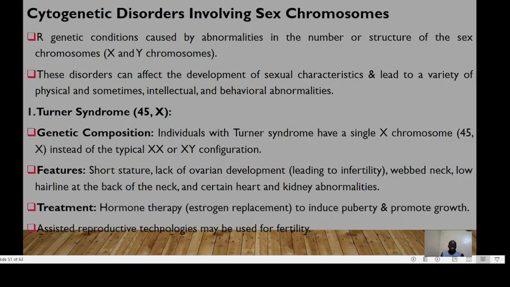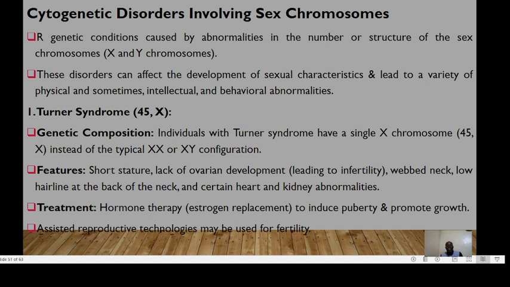We have cytogenetic disorders involving sex chromosomes. These are genetic conditions caused by abnormalities in the number or structure of the sex chromosomes, X and Y. These disorders can affect the development of sexual characteristics and could lead to a variety of physical and sometimes intellectual and behavioral abnormalities. The first one is Turner syndrome, which is 45,X.